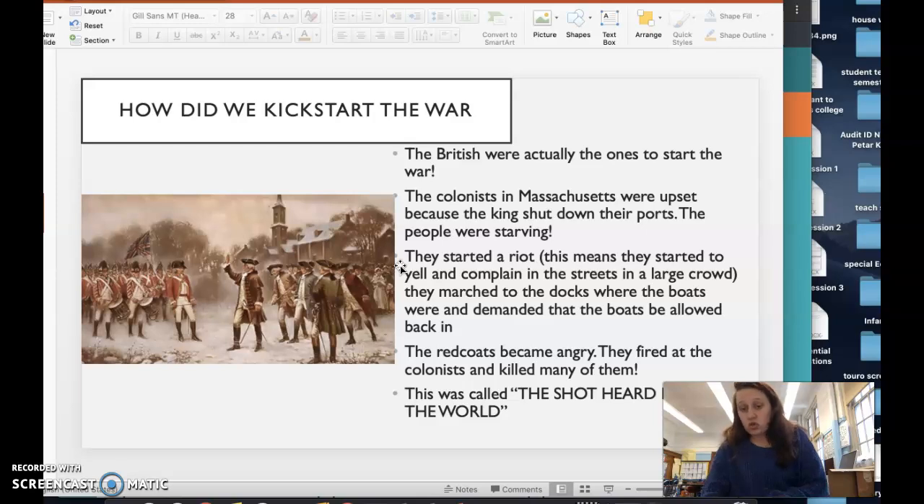It's also called the shot heard around the world because this is the first time really in history that somebody went up against the British and said, we've had enough, this is going to be our country now, and won. So this got the attention of everyone. Everyone in the world was now suddenly watching and waiting to see what would happen with this revolution.